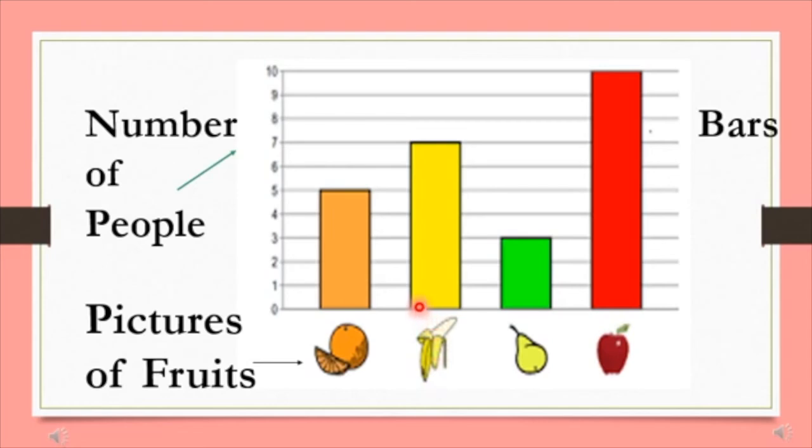Use your finger to see where the bar stops and then follow the line until you get to the number. How many people like bananas? Good job! 7 people like bananas. Pretty easy, right? Let's go on.